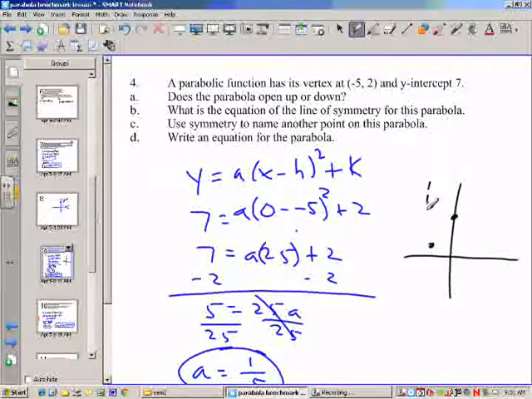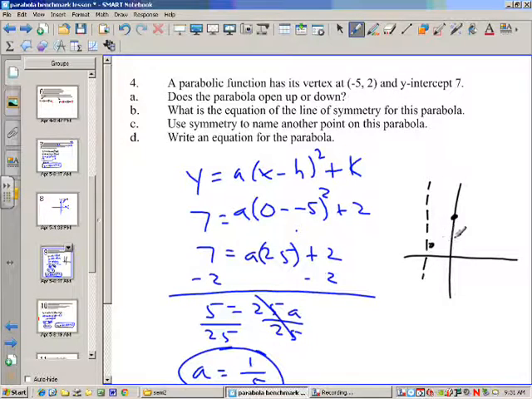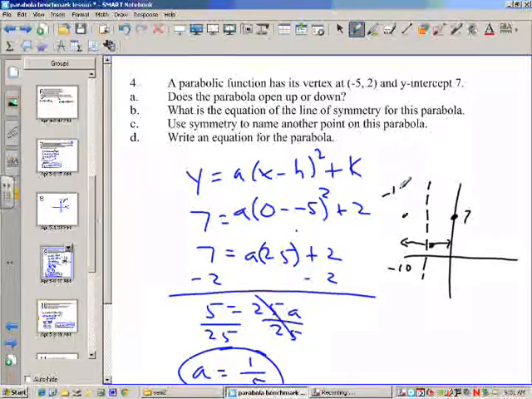Well, if the line of symmetry goes through the vertex, we know that it's 5 units from 0 to negative 5. So 5 units to the right gets us up to 7. 5 units to the left of negative 5, out at negative 10, should get us up to 7 due to the symmetry of a parabola. So we can say this other point is negative 10, 7, and we've done the work for getting the equation of the parabola.